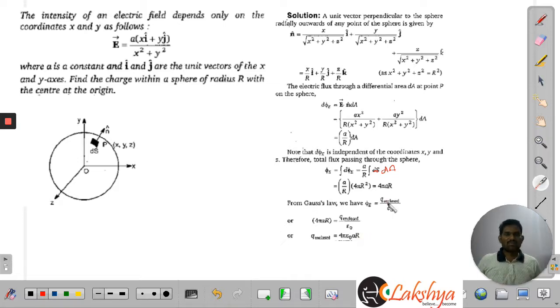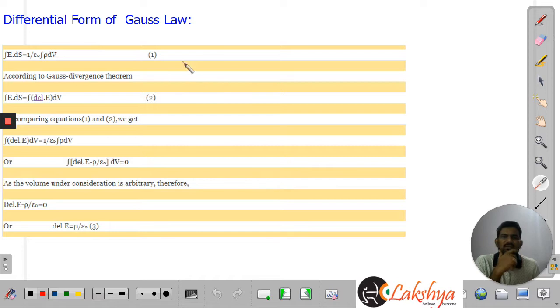So that is a way of solving charge enclosure problems here. We need to calculate just the flux passing through the total given object, and that net flux should be equated to q by epsilon naught, our Gauss law statement. So from that you can calculate the q value just by cross multiplication. And now let us see another concept here, the differential form of Gauss law. It's important, and generally this will be required for advanced type questions.